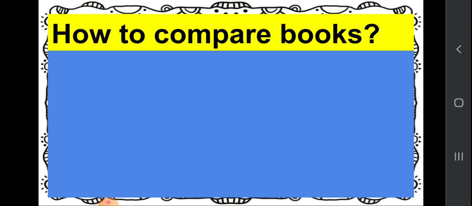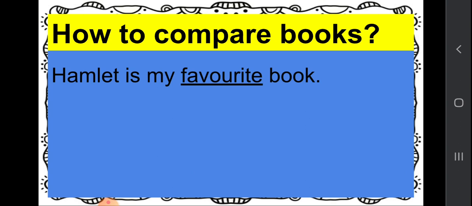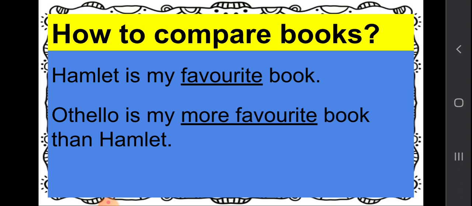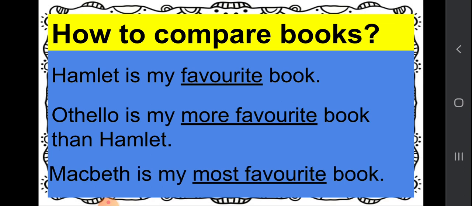Similarly, if we have to compare two books, we can say that one book is my favorite, but the second one, Othello, is more favorite than Hamlet. So this is where you are making a comparison. That is a comparative degree, more favorite. And the third one is when among all, one book is able to grab your attention, that is your most favorite book. So you can tell the intensity of the favorite here, that Macbeth is able to catch it. So most favorite is the superlative degree of it.